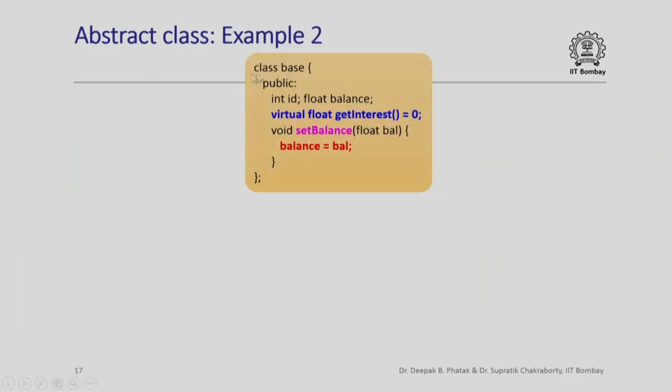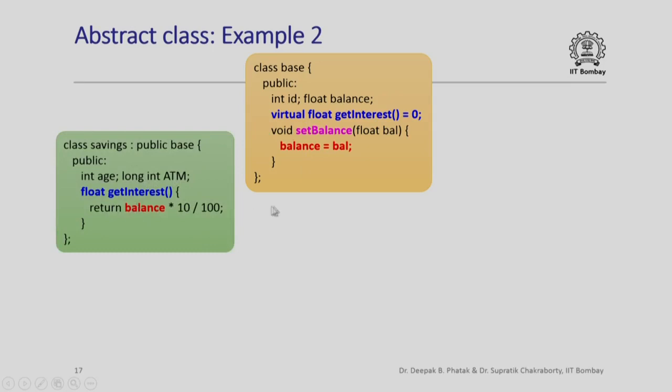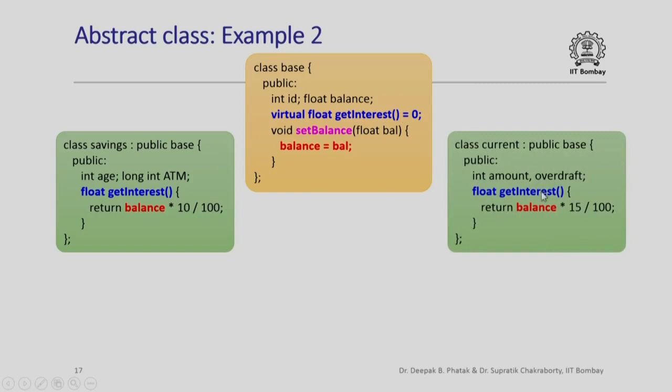Here is another example of an abstract class. This is the base class in which I have declared one pure virtual function, but there is another member method here, which is neither virtual nor is it pure virtual. And here is a derived class, class savings, which has its own definition of the pure virtual function over here, and here is the class current, which has its own definition of the pure virtual function over here. In this case, as you can see in the savings account, the interest is like 10%. Here in the current account, the interest is like 15%.